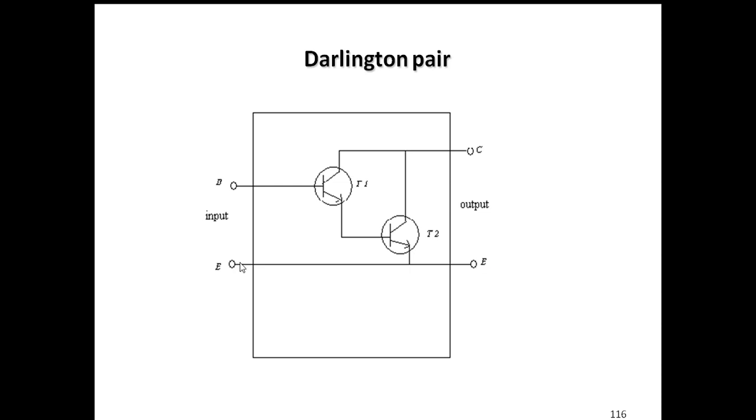Whenever we want to connect input and output, this emitter is taken as common to input and output. Therefore, across base and emitter, we can apply the input, and across collector and emitter, we can measure the output. This is the Darlington pair connection. This is a very important and easy multi-stage amplifier, in which both the stages are common collector. Hence, these two are identical. Thus, this multi-stage amplifier coupling is called cascading.